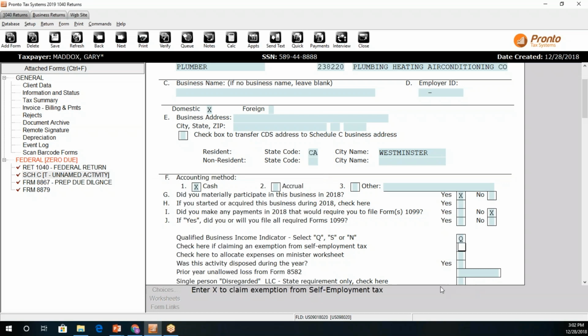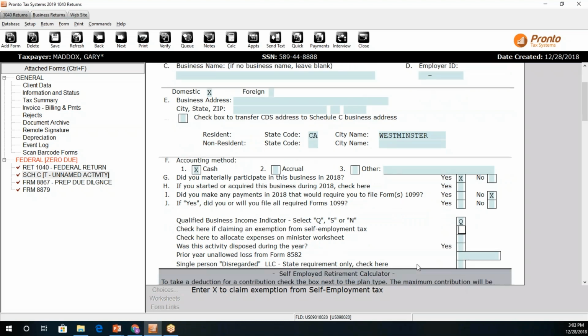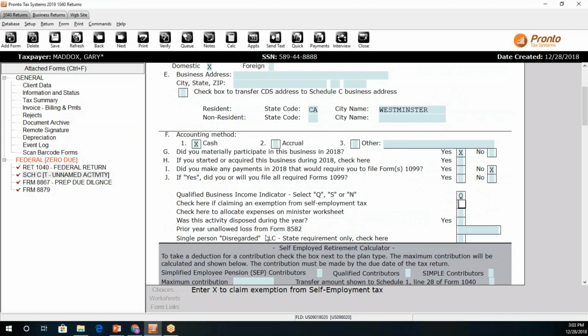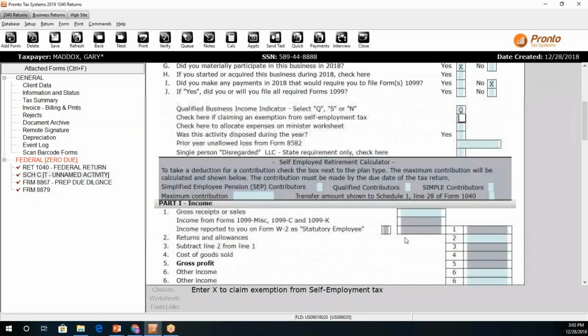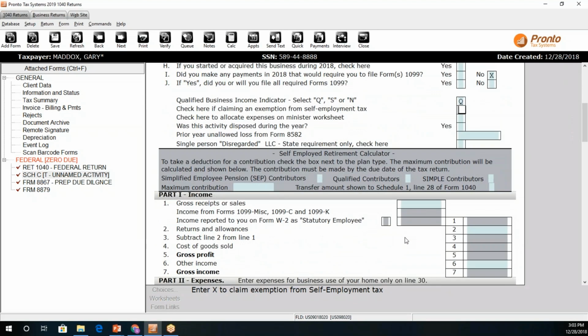Okay, click here if claiming an exemption from self-employment tax. Nope, he has to pay self-employment tax. Click here to allocate expenses on minister worksheet. No, he's definitely not a minister. Was this activity disposed during the year? The answer is no. Prior year unallowed loss, he had none. Single person disregarded LLC, nope, we don't have to do that. Okay, so we got that.